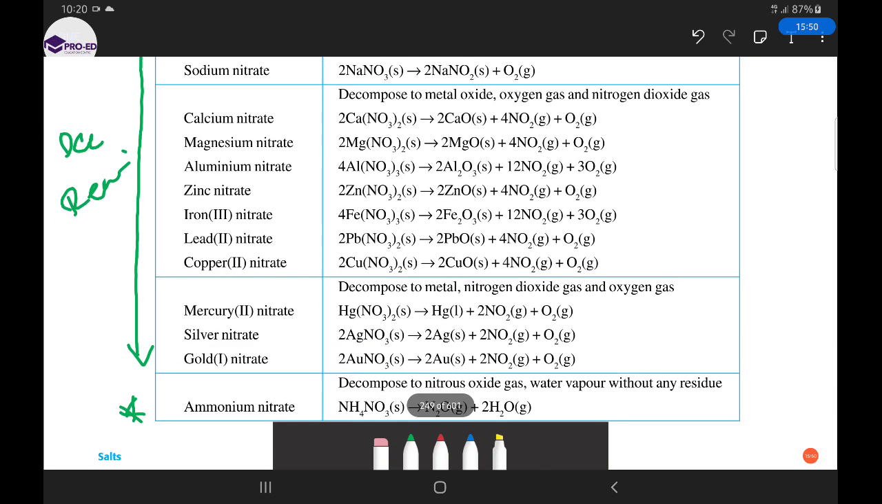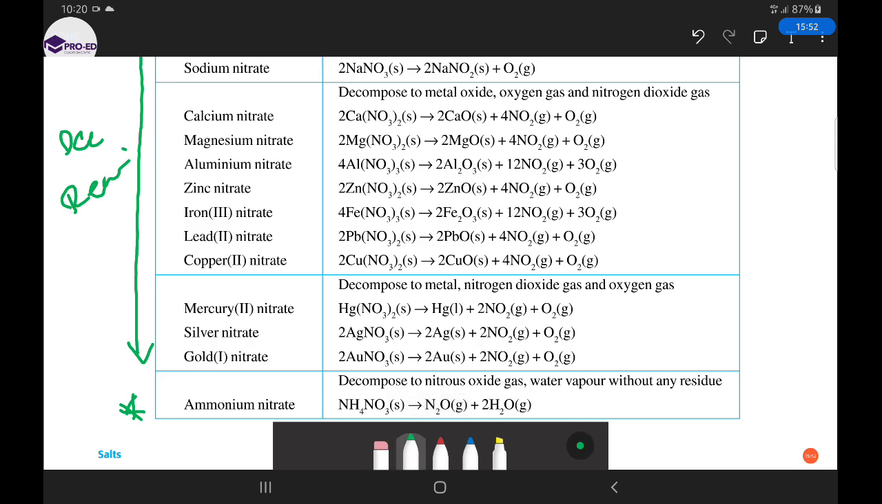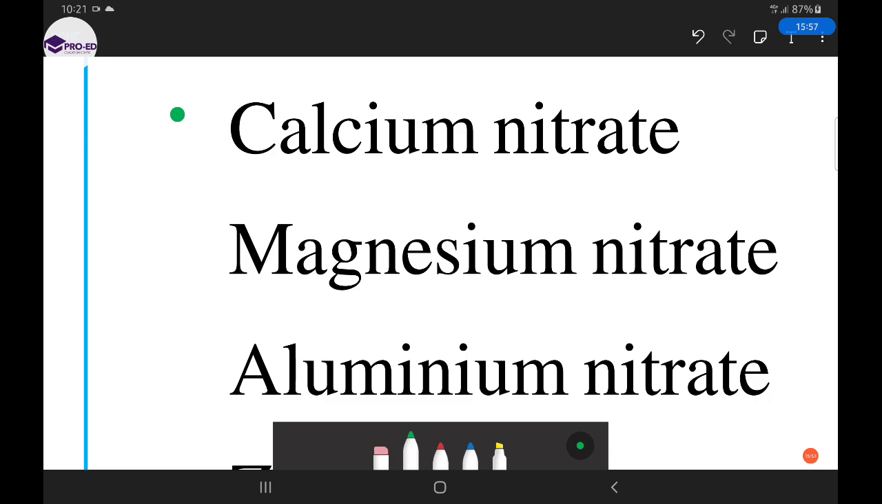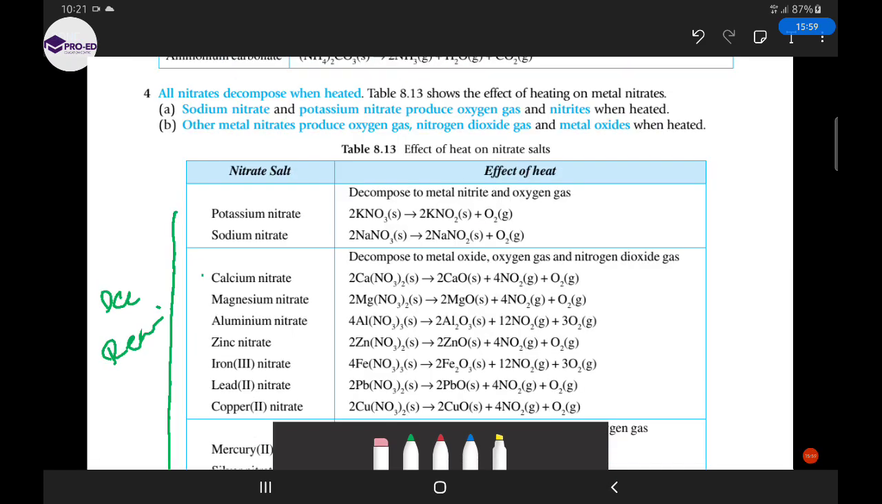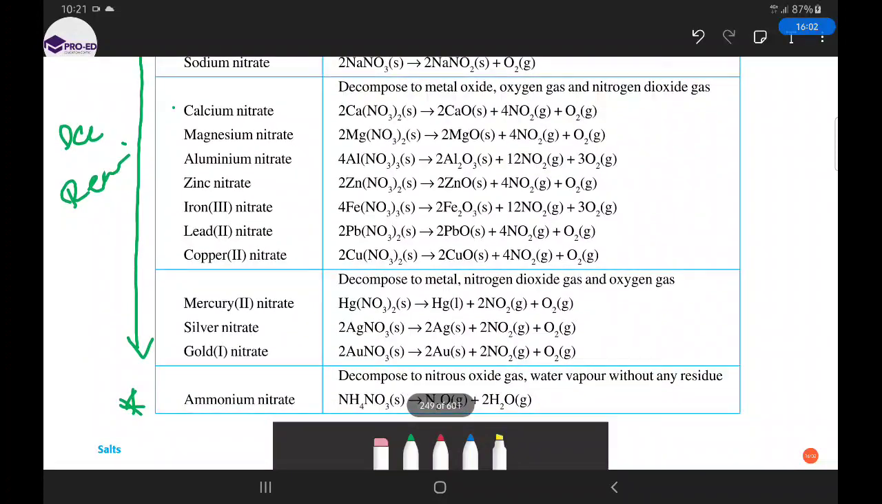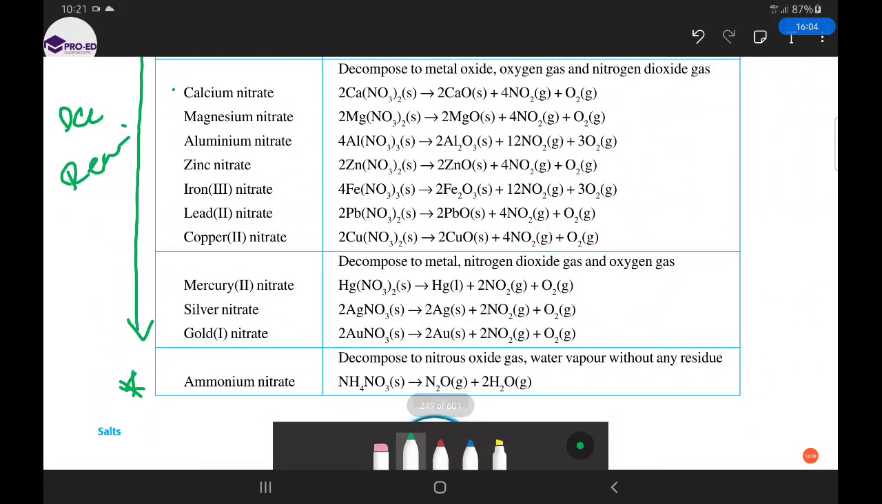All right, let's continue. Now for the next group, like earlier for the carbonate salts, we start at calcium and we end at copper. For this whole group from calcium to copper, what happens to the nitrates? They all will decompose and break down. You heat them up, they break down to a metal oxide, and they produce oxygen gas and nitrogen dioxide gas.